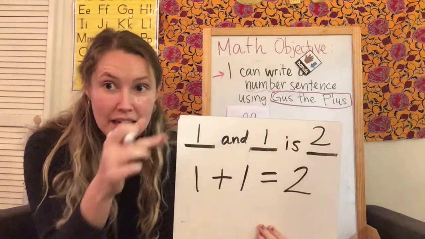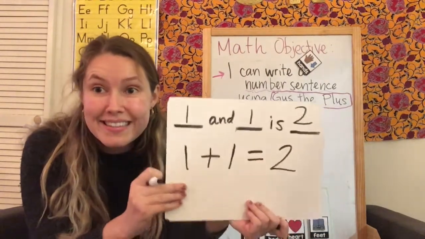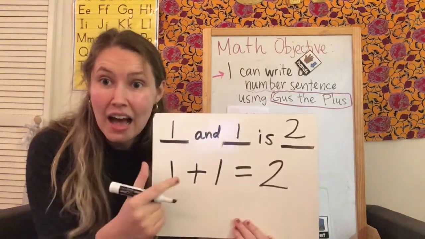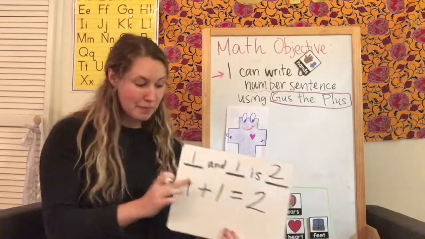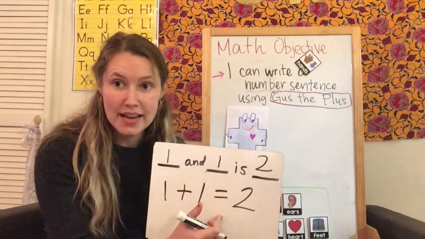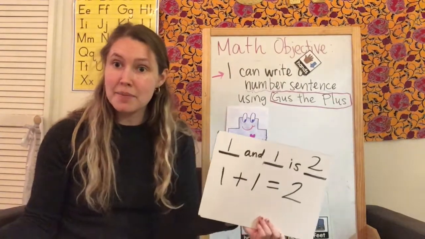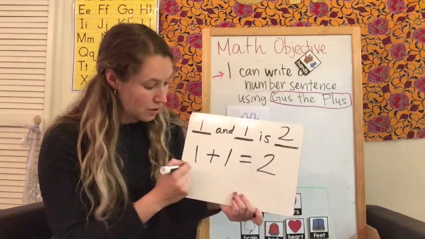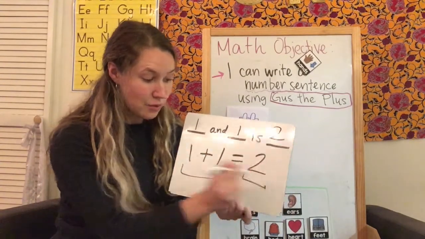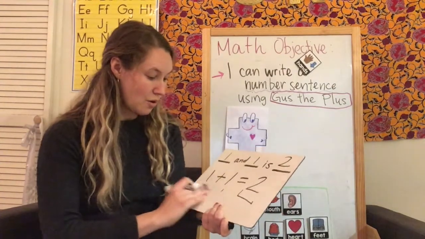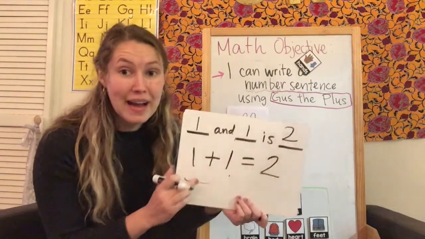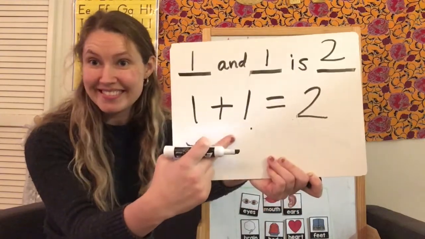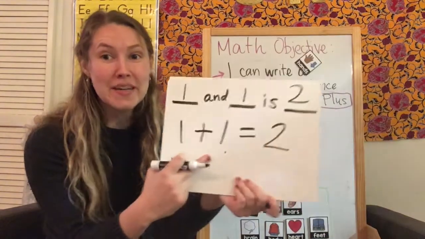These two sentences both mean the same thing. But instead of using words like and or is, I use Gus the Plus here, my plus sign, and an equal sign. Equal sign is something that shows us that these two sides are the same. 1 plus 1 equals 2. Whoa. So we're going to be writing sentences like this today. This is called a number sentence. What's it called? Very good, a number sentence.